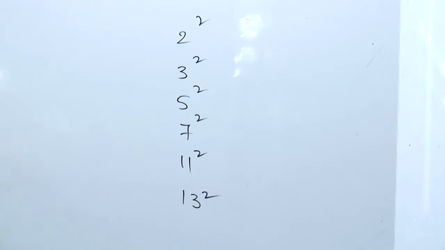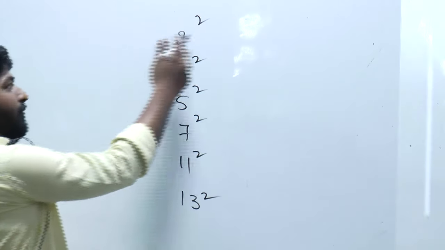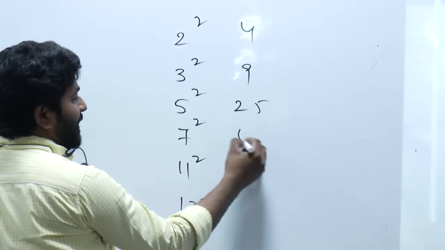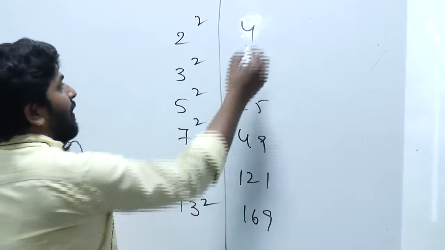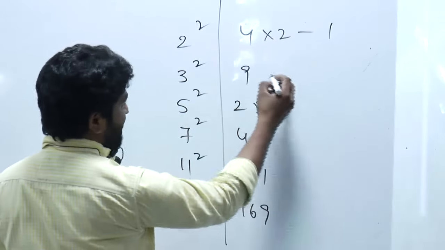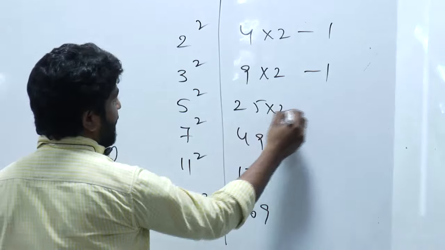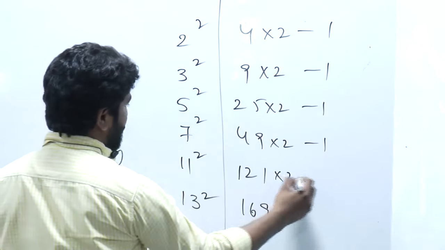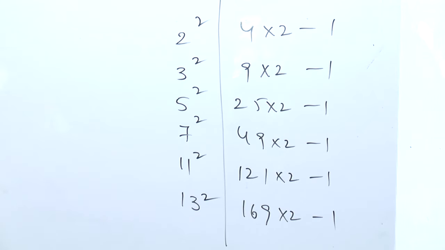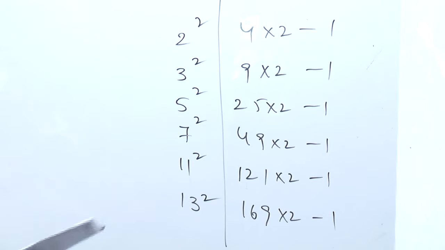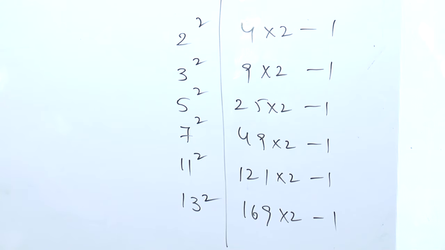Squares of prime numbers. 4, 9, 25, 49, 121, 169. Into 2 minus 1. Look at your first number there. Into 2 minus 1. Into 2 minus 1. Into 2 minus 1. Into 2 minus 1. I think your answer should be last number, right? 169 2 times. 338 minus 1. 337.